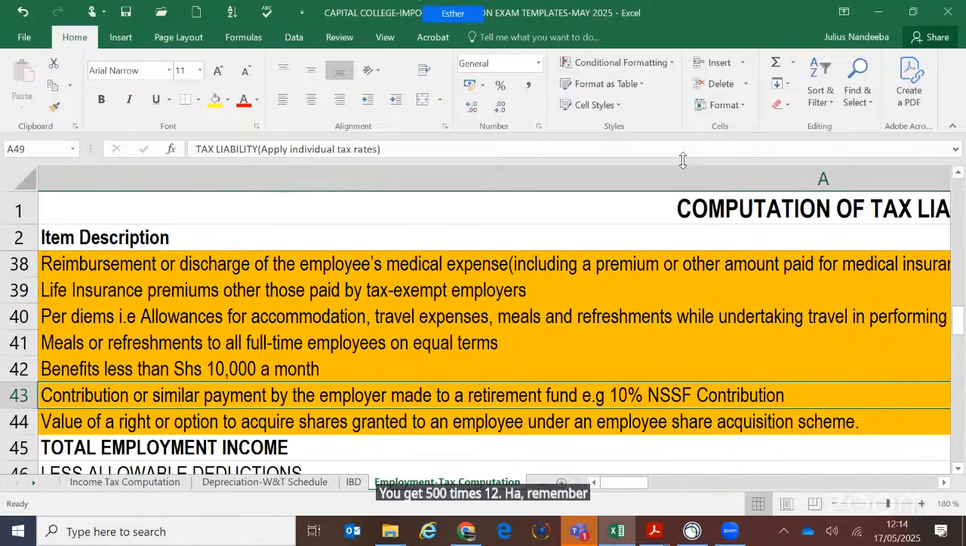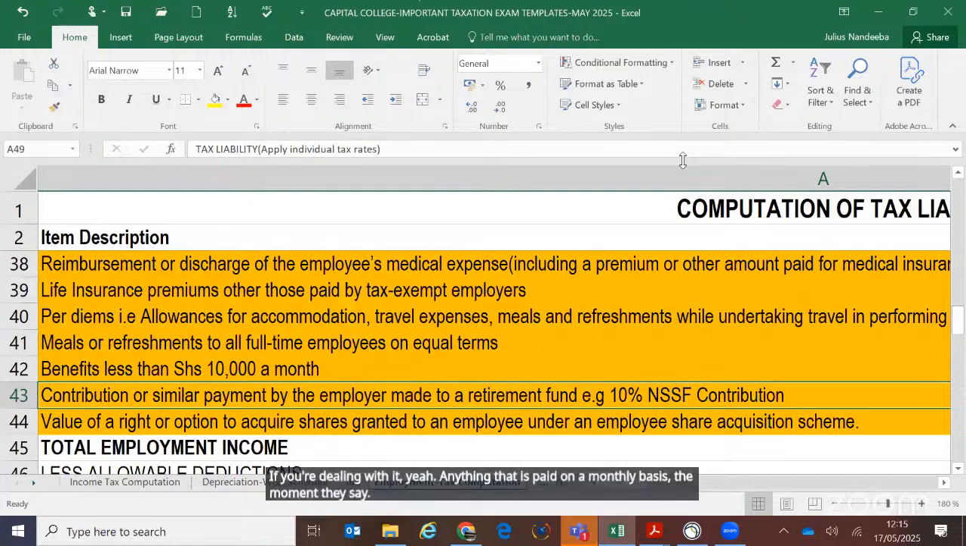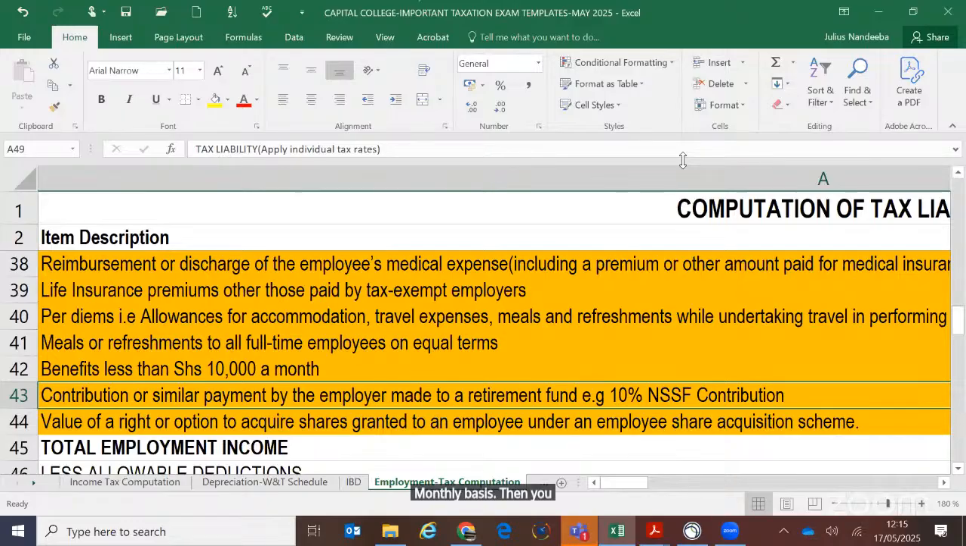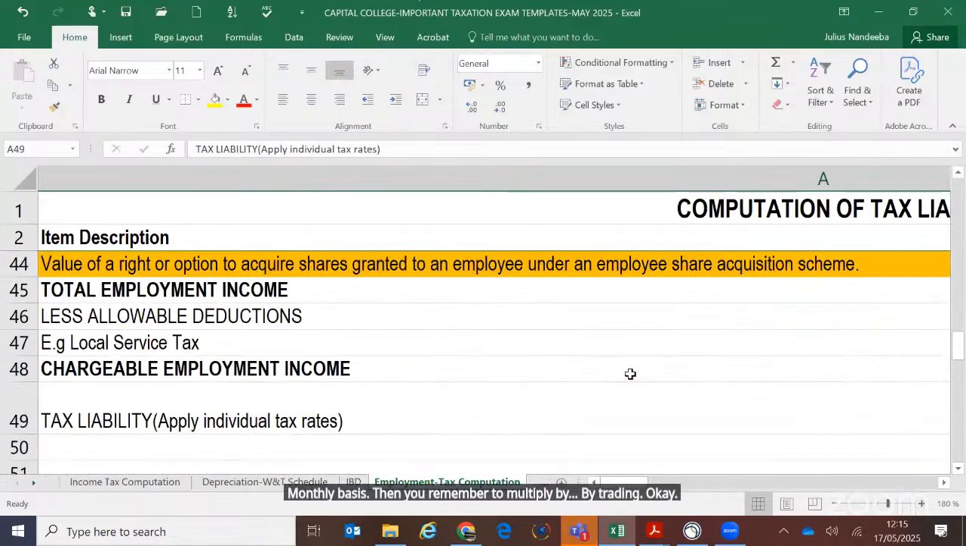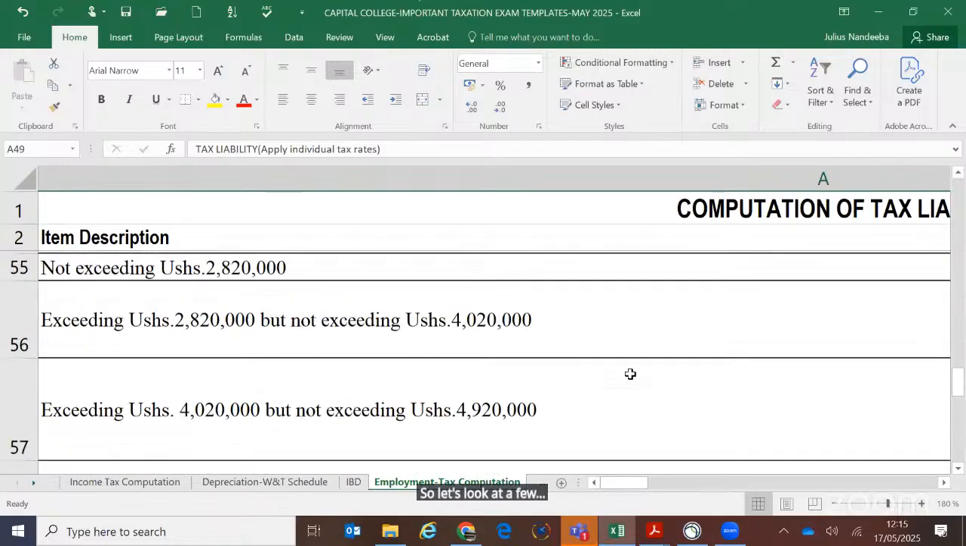Remember, guys, to multiply by 12 if you're dealing with anything that is paid on a monthly basis. The moment they say monthly basis, then you remember to multiply by 12. Okay, so let's look at a few formulas.